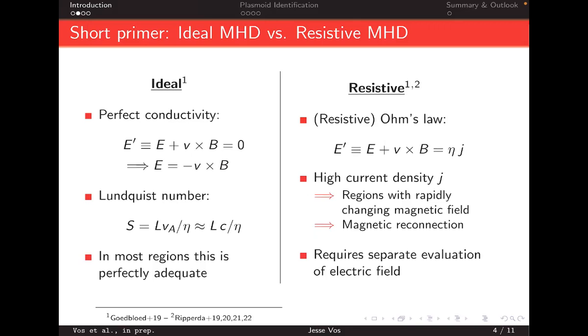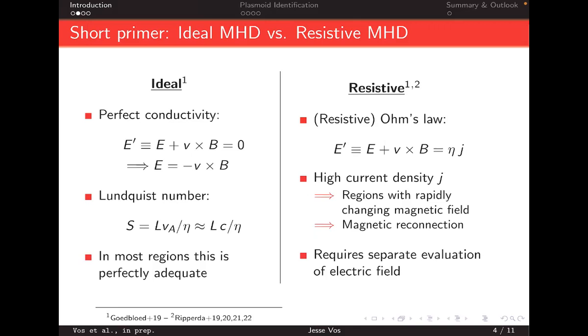This is further denoted by the Lundquist number, which is a variation of the Reynolds number. We have the typical length size of the system, the typical fluid velocity, the Alfvén velocity basically, divided by resistivity, which is 0 in the ideal case. So we have basically an infinite Lundquist number, but as I said, it works perfectly well in most regions because astrophysical sizes are large, with fluid velocity close to the speed of light. So it makes sense.